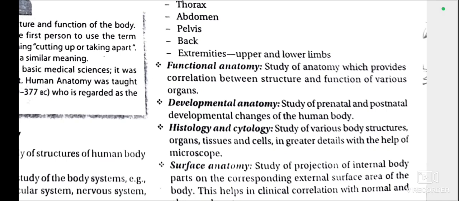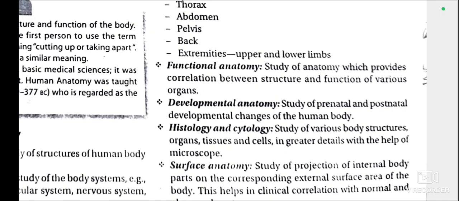Developmental anatomy is the study of prenatal and postnatal developmental changes of the human body. What changes happen in the prenatal stage and what happens in the postnatal stage, all those topics come under developmental anatomy. The next is histology and cytology.